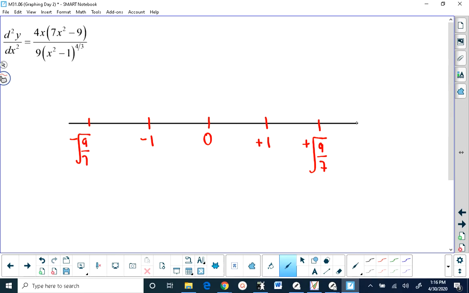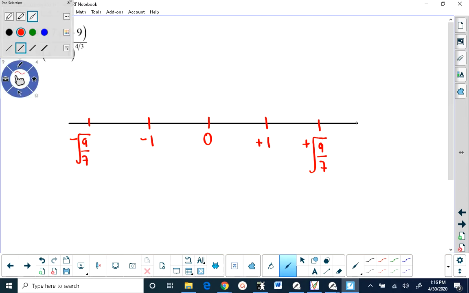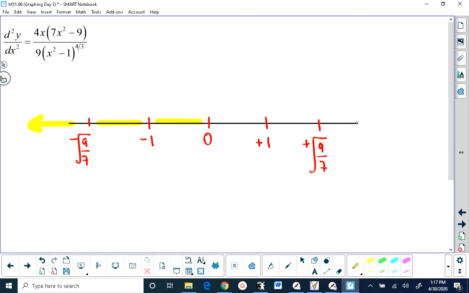Again, I'm not drawing this to scale. All I'm doing is putting them in order. So we are going to have to go from negative infinity all the way to, but not including, negative root 9/7. We will have to look between negative root 9/7 and negative 1, between negative 1 and 0, between 0 and 1, between 1 and root 9/7, and finally from root 9/7 up to positive infinity. So we have a whopping 2, 4, 6 intervals. All right, so let's build this chart now.